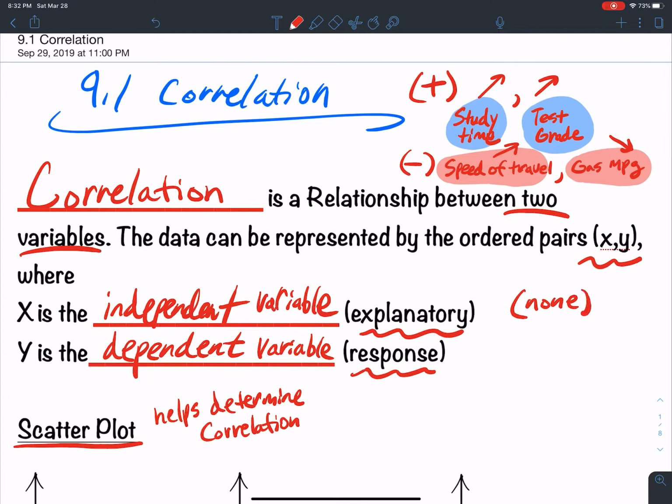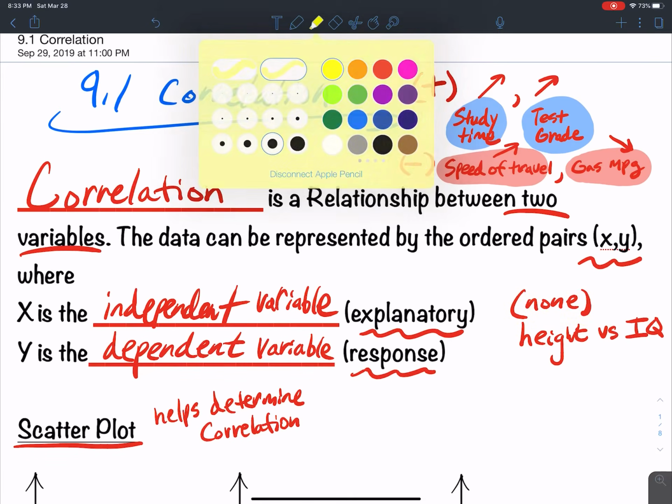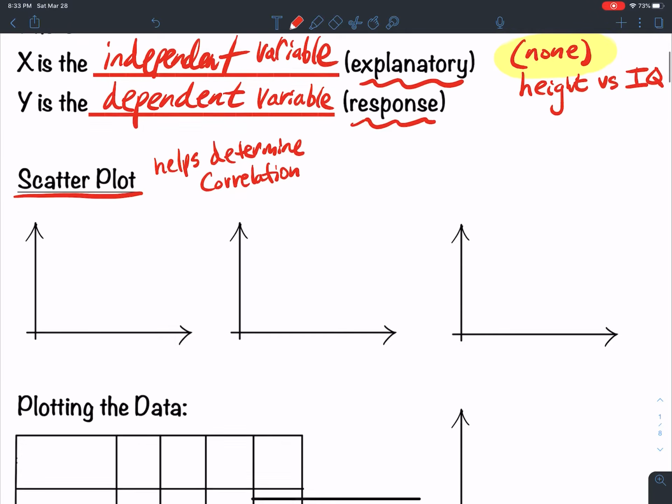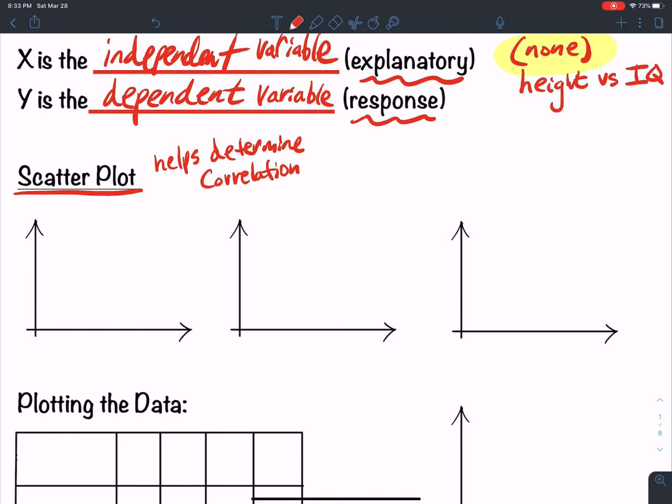So like a scenario I can think of right off the top of my head, height versus IQ. Okay, so the taller you are, the smarter you are, maybe. Taller you are, the dumber you are, maybe. Right? So your height doesn't determine how smart you are, and how smart you are doesn't determine your height. There's no correlation. So you could have a third scenario where there's no correlation going on between the two variables. So your scatter plot's going to give you an idea of what type of correlation you have.